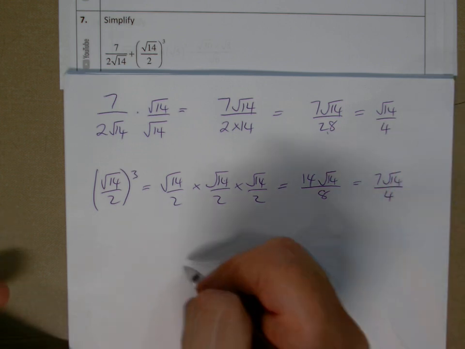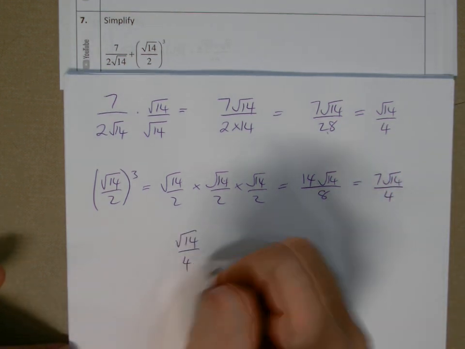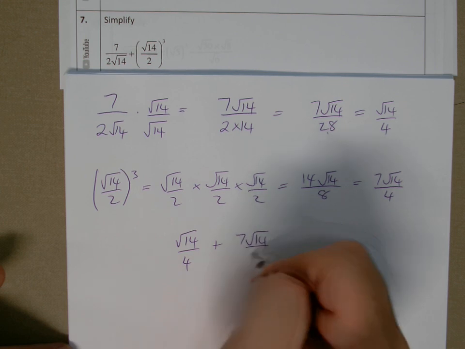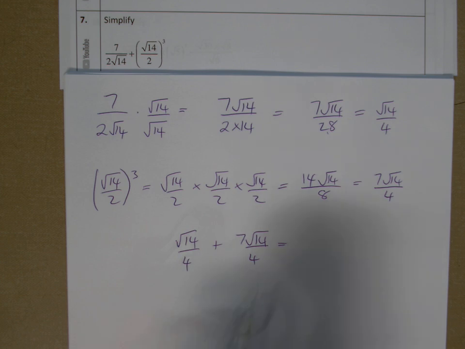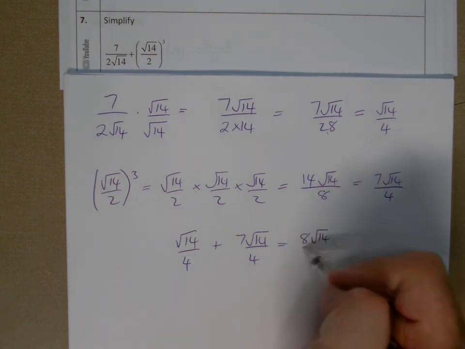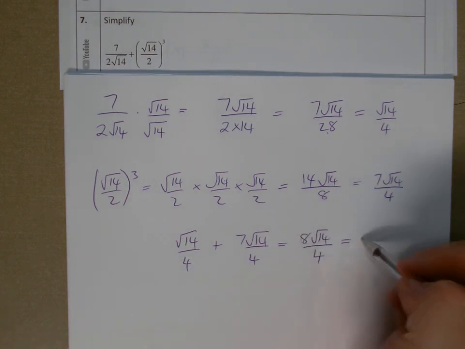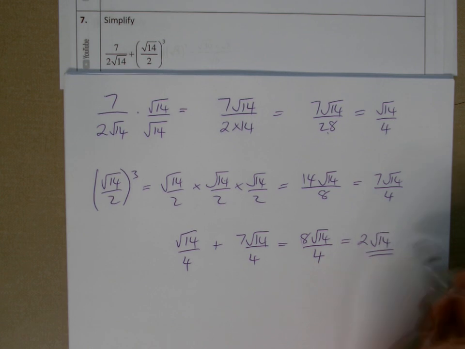And then we just need to add them. So root 14 plus 7 root 14 over 4. While they're both different quarters, there's 1 quarter then 7 quarters, that makes 8 quarters, doesn't it? 8 quarters, and of course 8 quarters is just 2 wholes, isn't it? So we get 2 root 14.